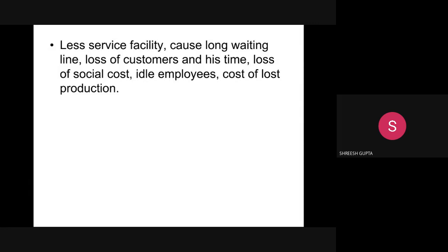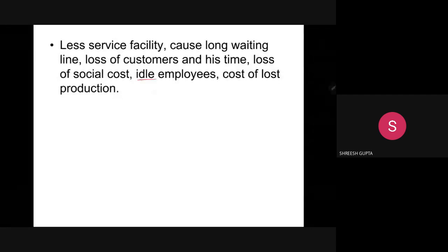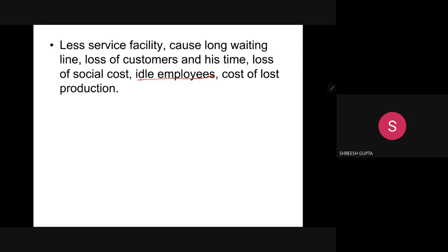Another important cost is that we have to pay for the idle employees also, right? And the cost of the lost production. If we have less manufacturing facility, then we have the lost customer and lost production also. So everywhere we are facing the loss.